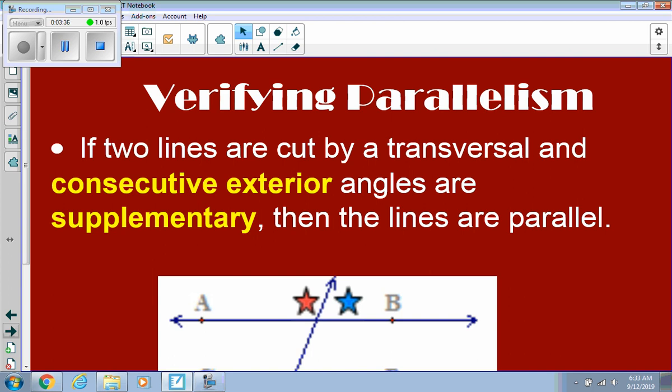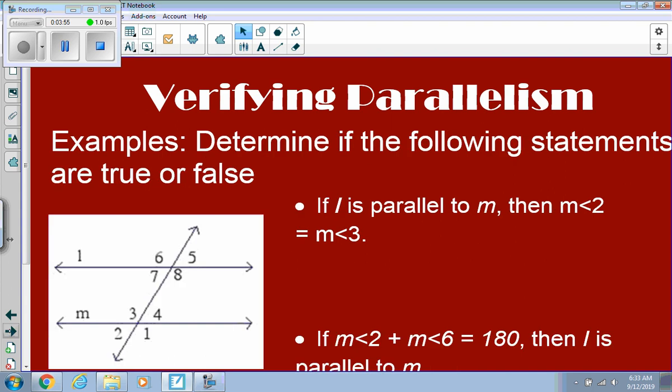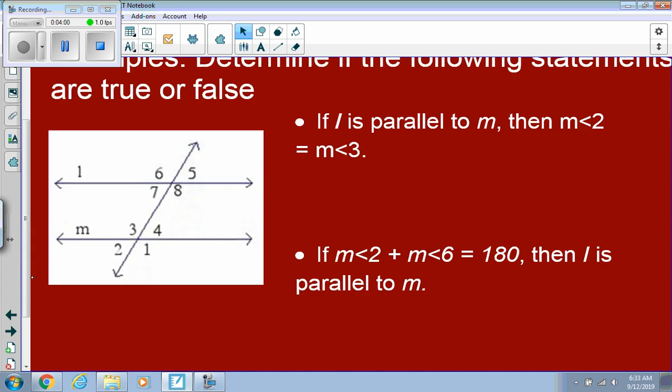Two things that do not prove things to be parallel are linear pairs, because they're on the same line. They don't tell us information about the other line. And vertical angles, again, because they're on the same line and they do not tell us information about both of our lines being parallel. So we're going to look at this diagram here, and we're going to determine whether or not some of these statements are true or false and why.